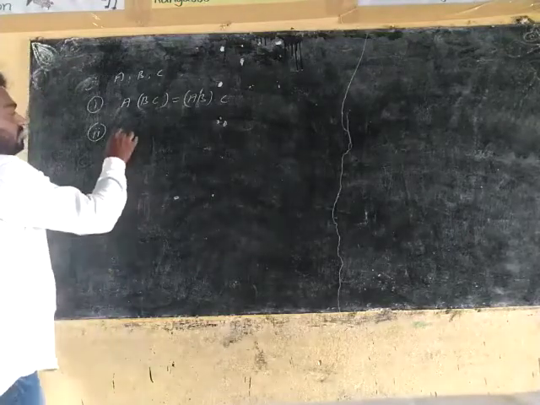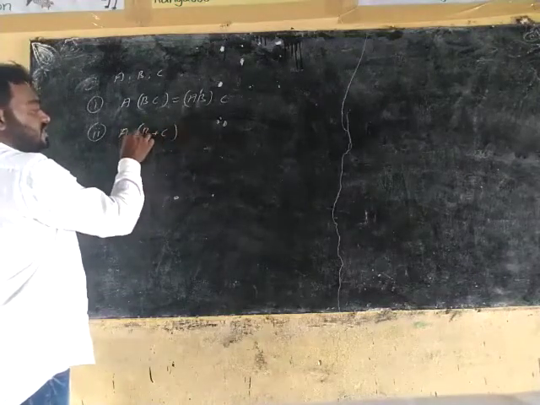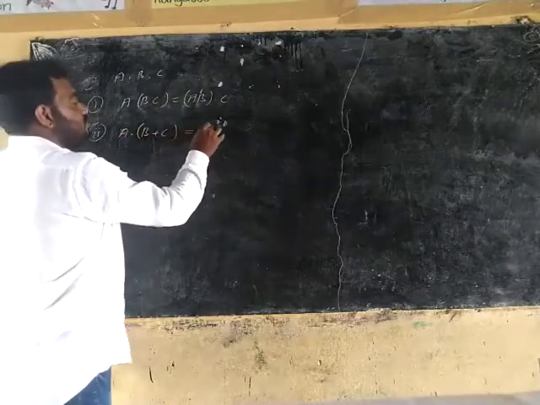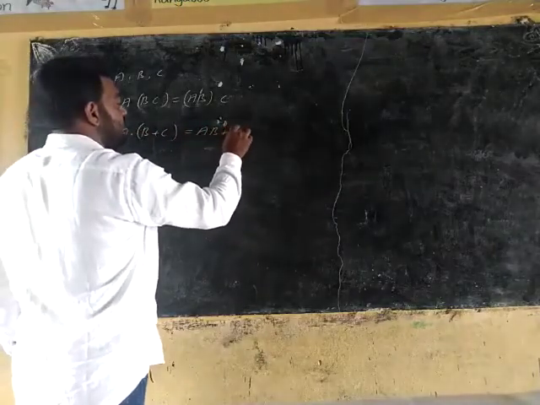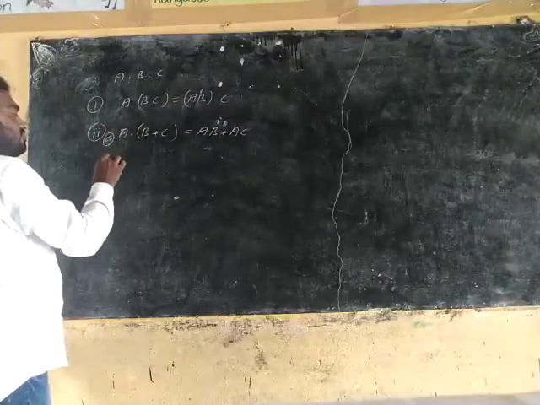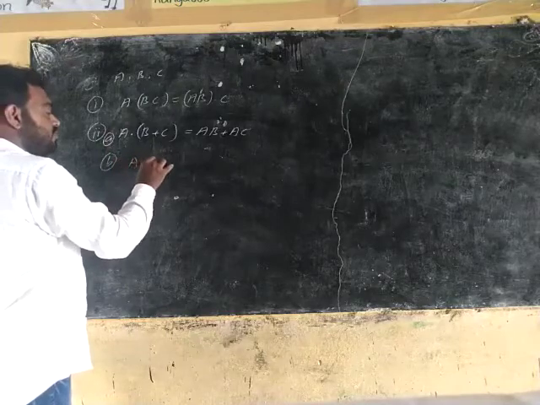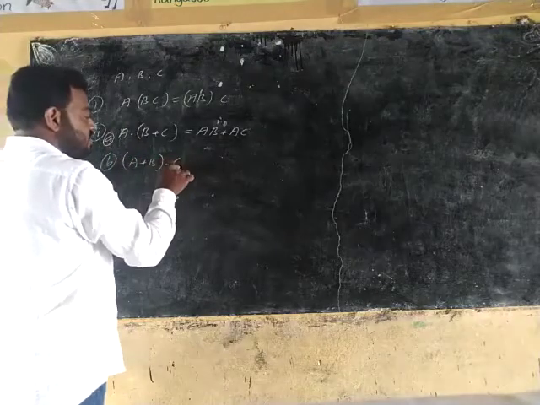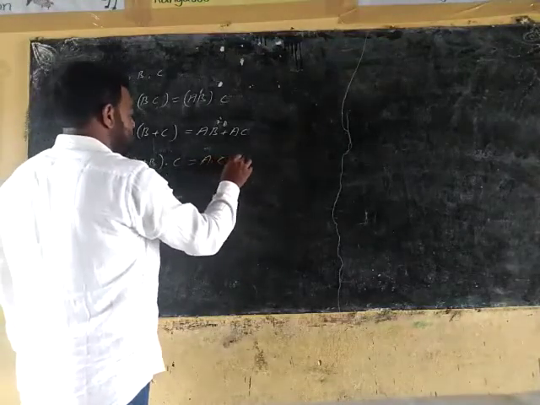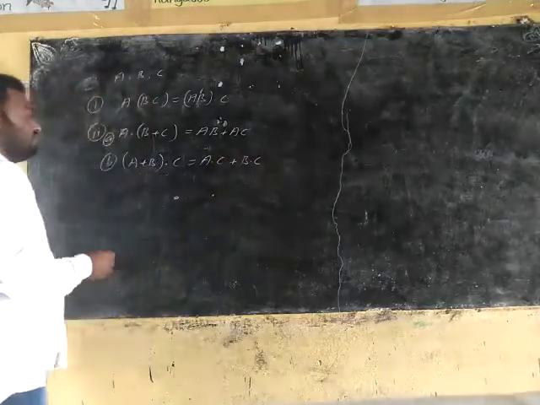The left distributive law is A into (B plus C), where the left side is multiplying now. That is equal to AB plus AC. The right distributive law is (A plus B) into C, where the right side is multiplying now. That is A into C plus B into C.